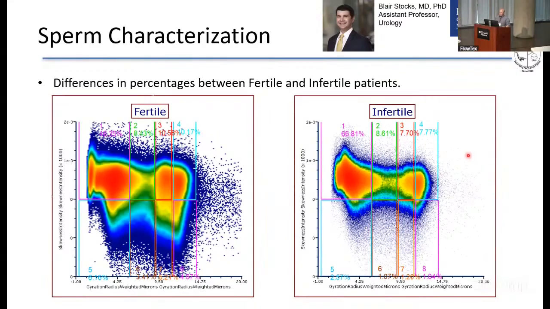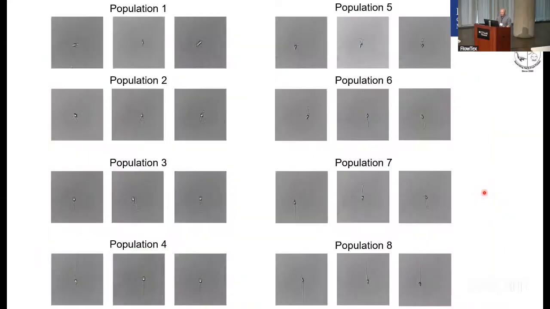We also noticed that there were differences between fertile and infertile samples, that there were fewer of populations 5 through 8 in the infertile samples. And this lines up with clinical observations where they talked about the head shape. Sperm that tend to have that more conical shape tend to correlate with better fertility. And here are some representative images showing those differences. So populations 1 through 4, high skewness. Actually, well, I guess you can see it from up there.